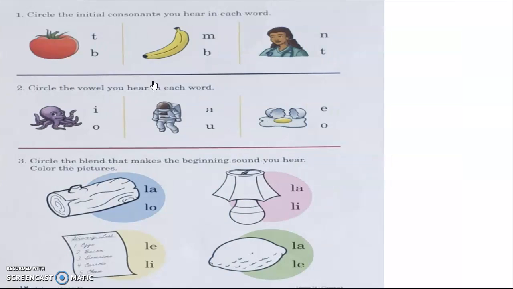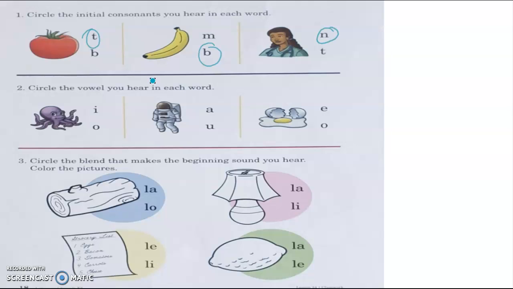Flip over on the back. This says, circle the beginning sound you hear in each word. All right, this is a picture of a tomato. T, t, tomato. Which letter says t, t? Good. T, that one right there. All right, this is a banana. B, banana. Which one says b, b? This one. Good. This is a nurse. Nurse. Which letter says n?